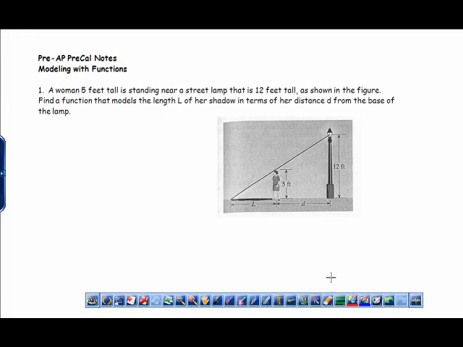Okay, so this is 2.6. Let me write this over here. 2.6 Modeling with Functions, Day 1. Okay, we're going to spend a couple of days on this. Really, there's not much difference between the 2 days. It's just we thought we really needed to spend 2 days practicing this.